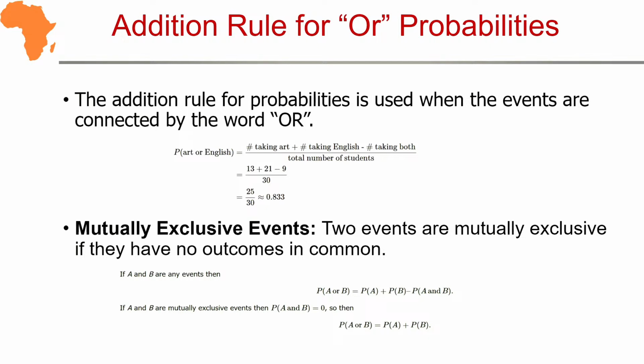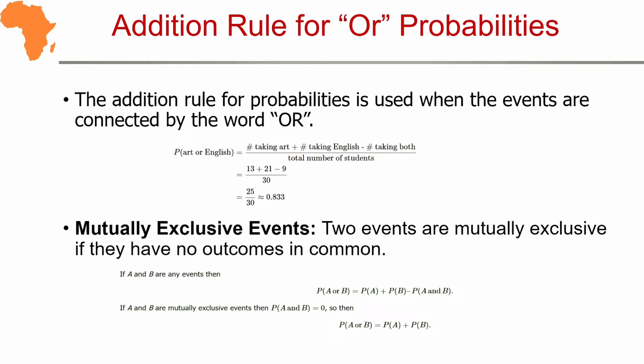Now, I asked about mutually exclusive events. Two events are mutually exclusive if they have no outcomes in common. So, are these mutually exclusive technically? They have a common one, right? So if A and B are any events, then the probability of A or B is the probability of A plus the probability of B minus the probability of A and B.